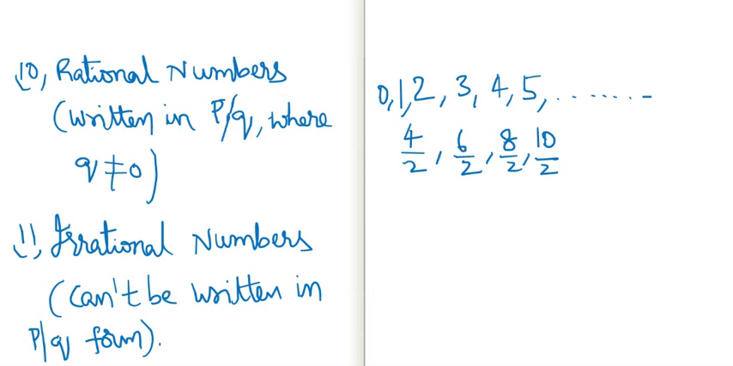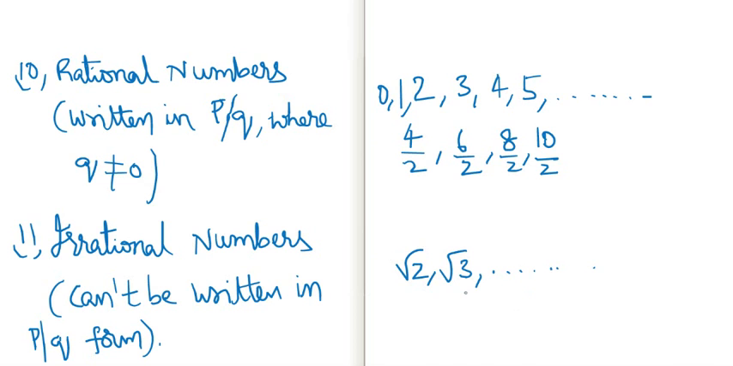Rational numbers can be written in P by Q form and irrational numbers cannot be written in P by Q form. For example, root 2, root 3 and so on. These numbers we cannot write in P by Q form.